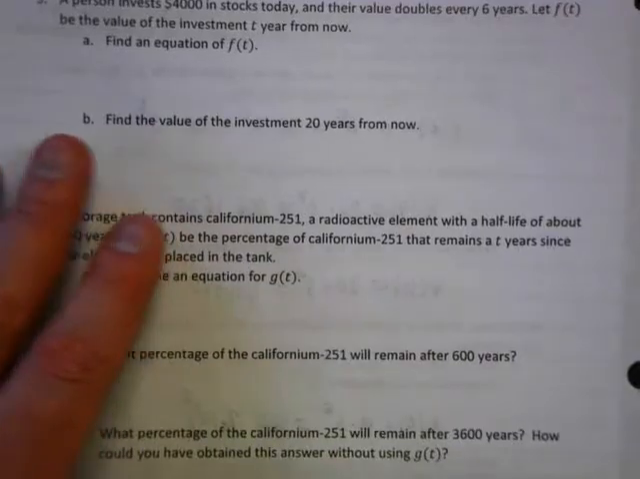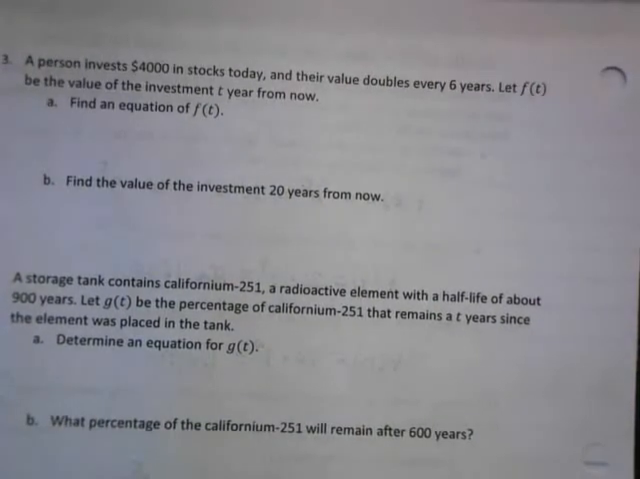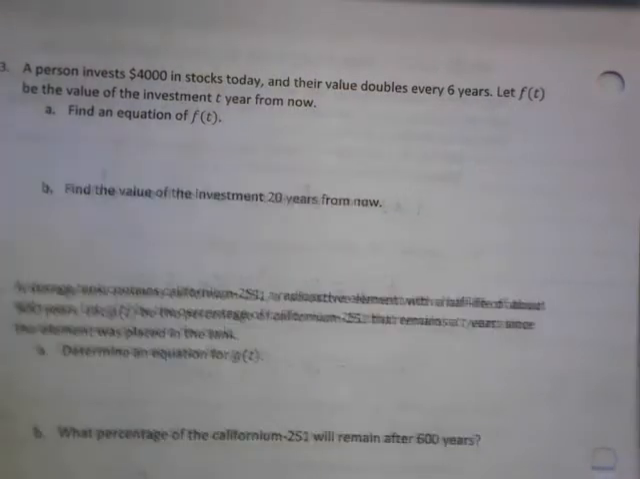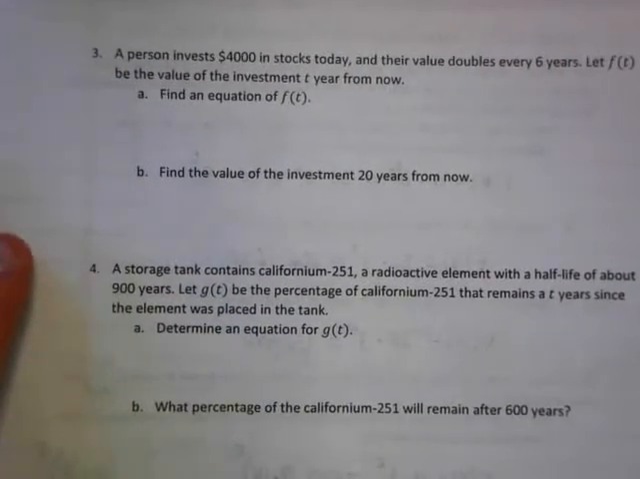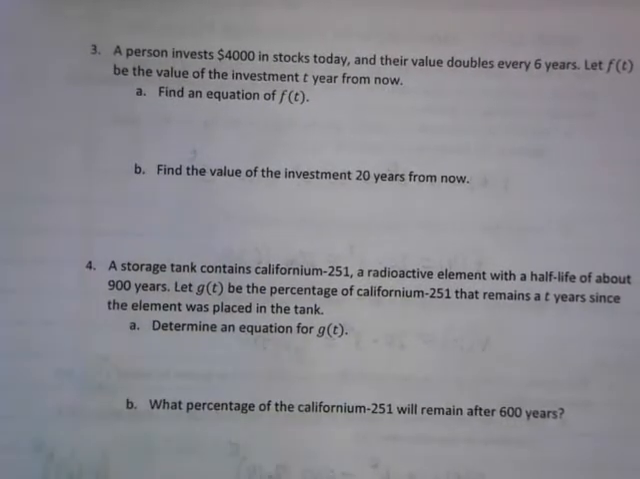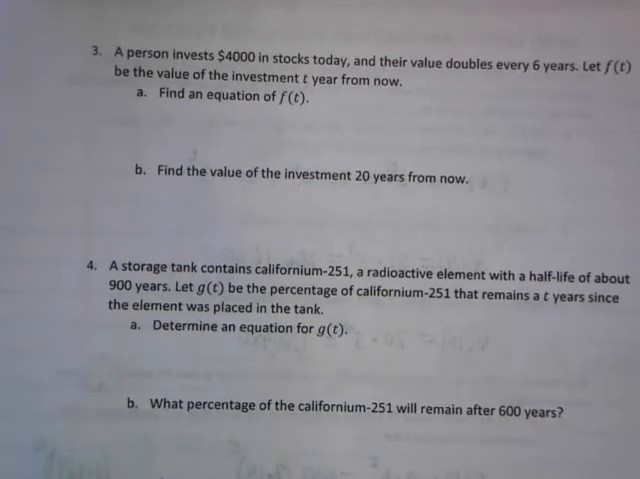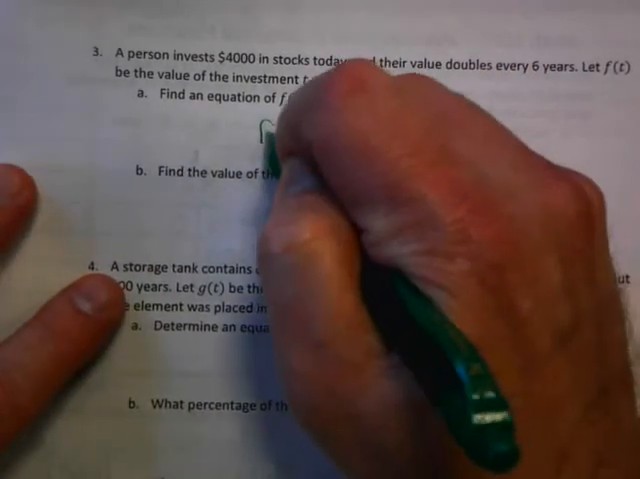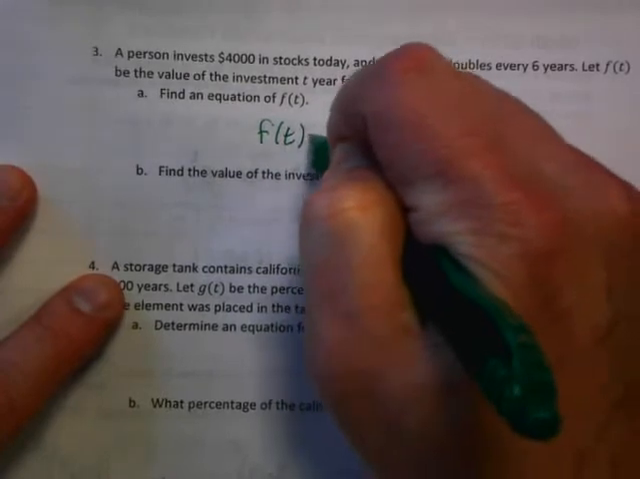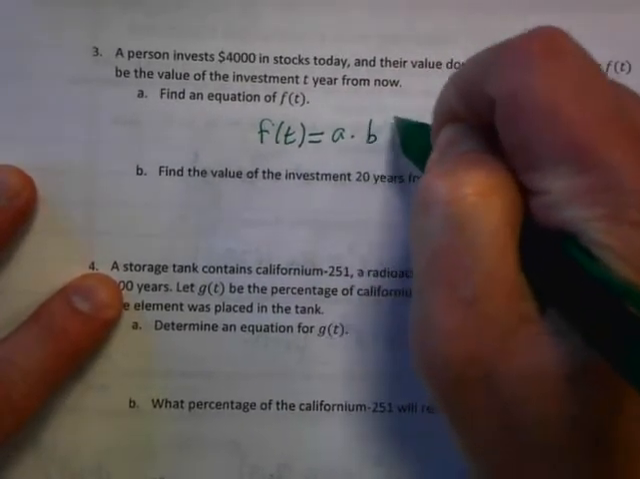Number 3. A person invests $4,000 in stocks today, and the value doubles every 6 years. Let f of t be the value of the investment t years from now. Find an equation. All right, so f of t is a times b to the t.